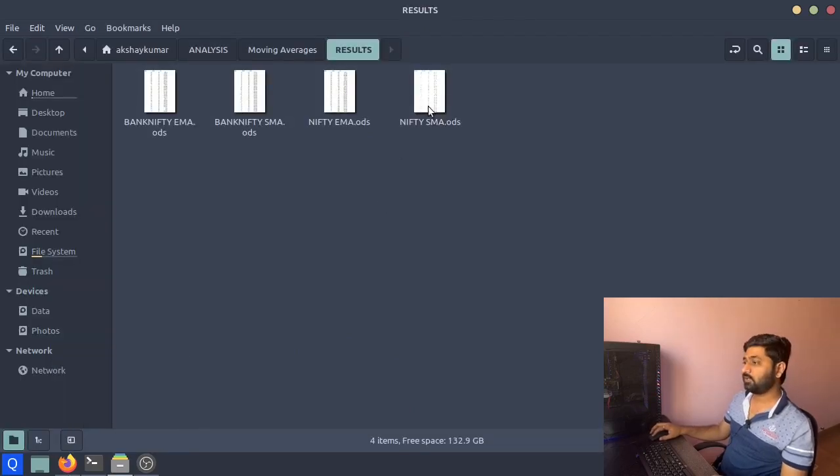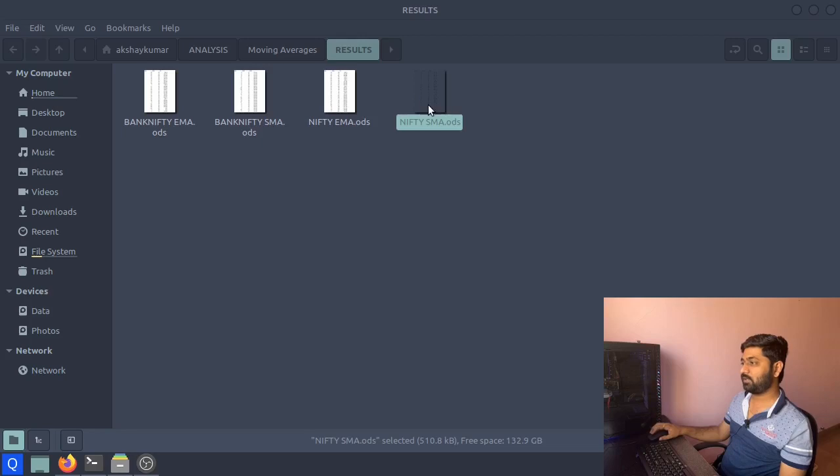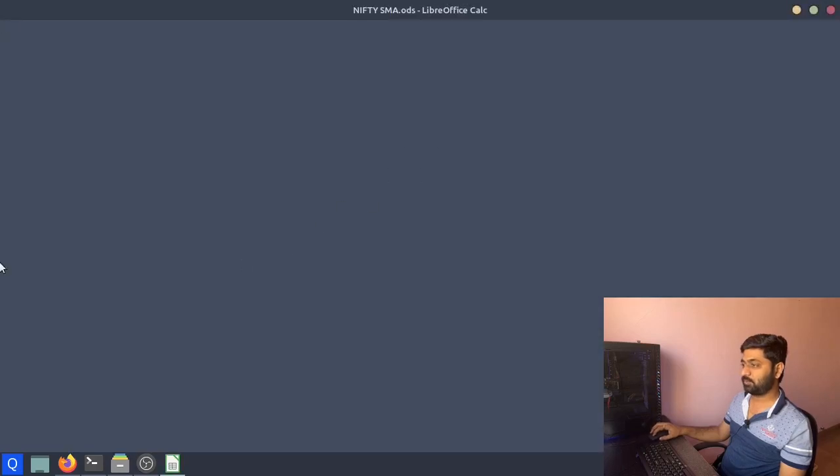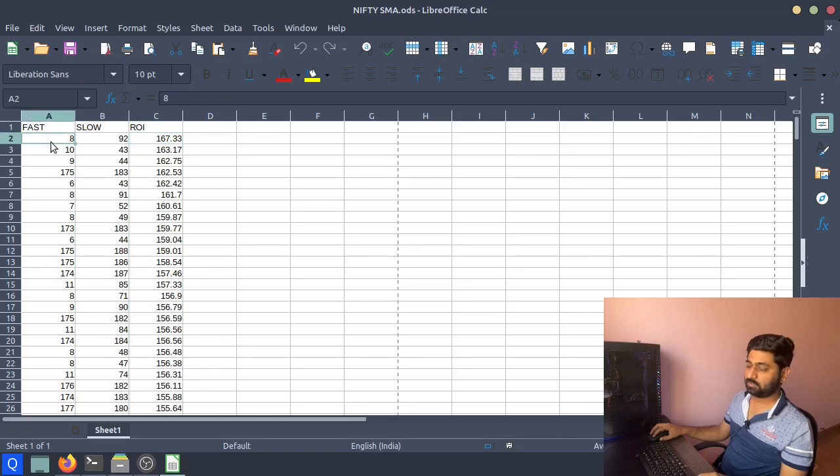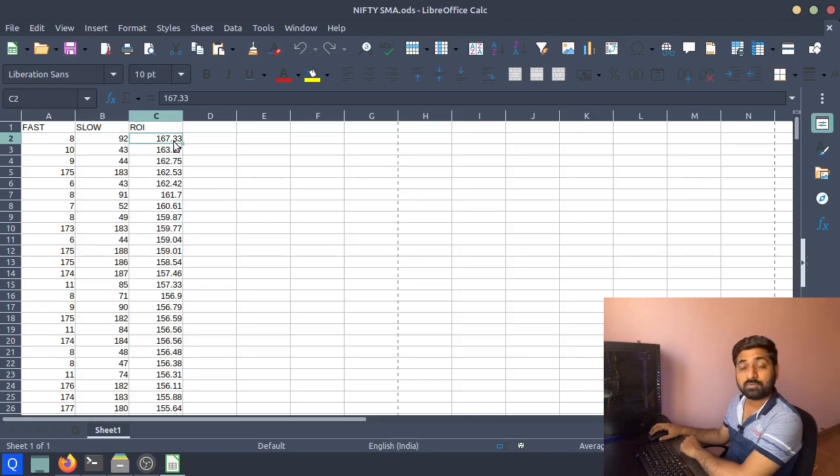and stored the results. So if you backtest Nifty with simple moving average, these are the combinations that will give you a maximum ROI of 167%. Now this is a huge difference compared to using only a single moving average. In the previous video you saw that if you use a single moving average for Nifty, whether exponential or simple, you will get around 125%. But if you use a combination of moving averages, you are able to get 167%.